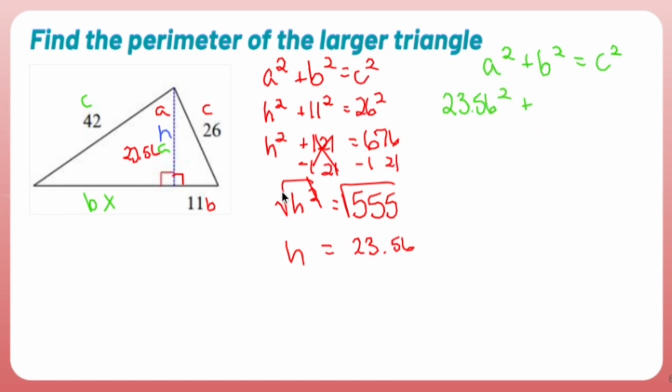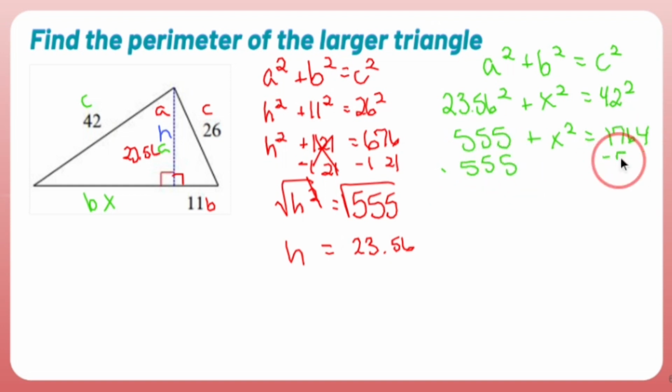23.56 squared plus B is X squared equals 42 squared. Before you reach for a calculator, we know what 23.56 squared is. It's 555. We just did that. Oh, yeah. Plus X squared is going to equal 42 squared, which is 1,764. Subtract 555 from both sides, and you're looking at 9. Carry the 1, make that a 2. 1209, gross, is equal to X squared.